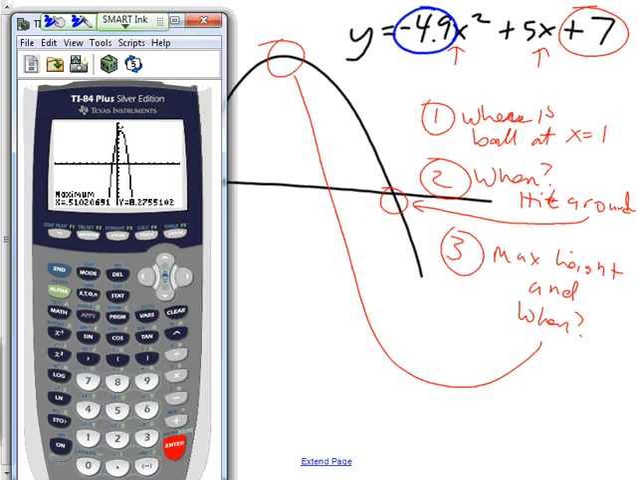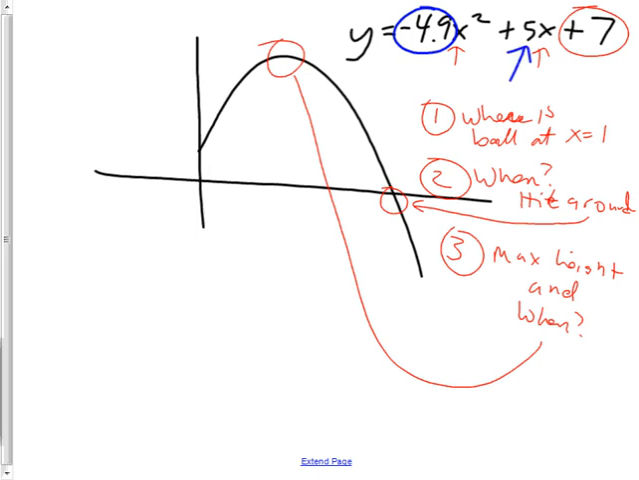Anyway, which number could I have changed to make this thing go a lot higher? The 5. And that one's called the velocity. What's that one called? Starting height or initial height. Okay, good. Can I change that? Well, not unless you leave Earth. And you move to like Pluto.